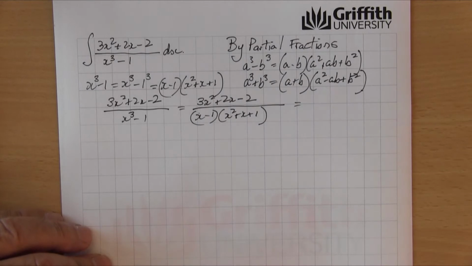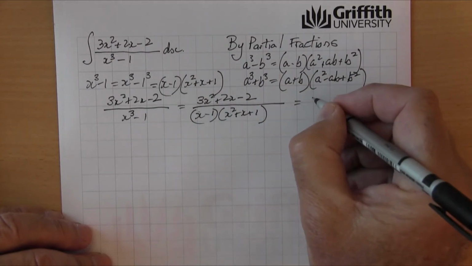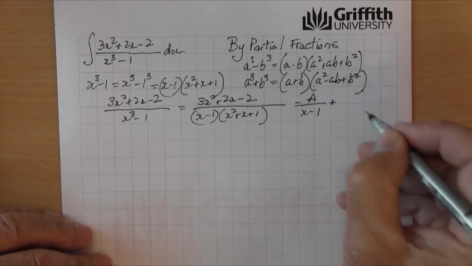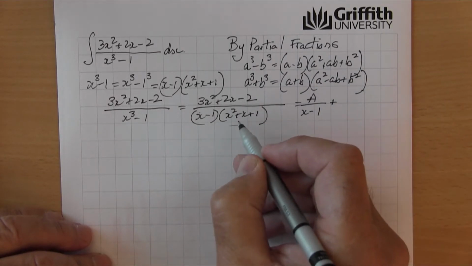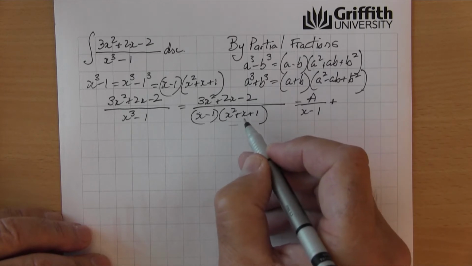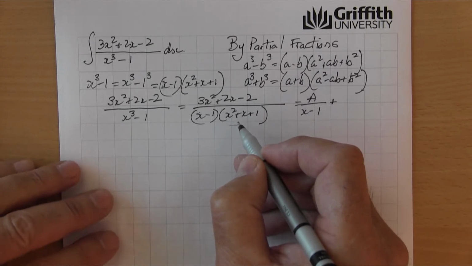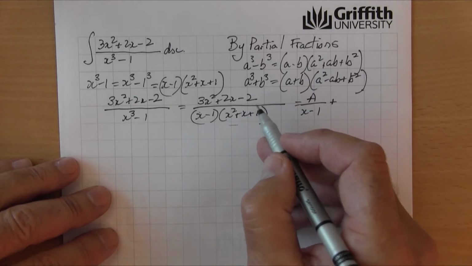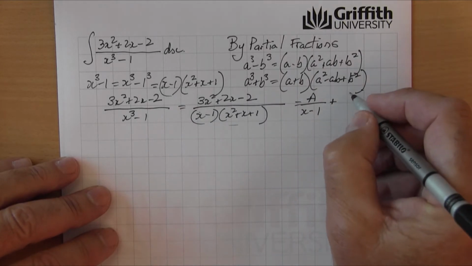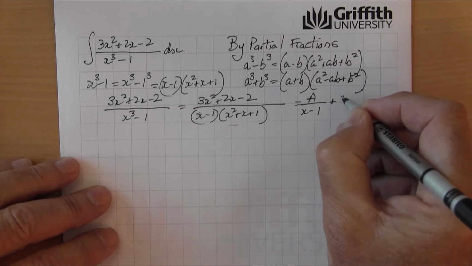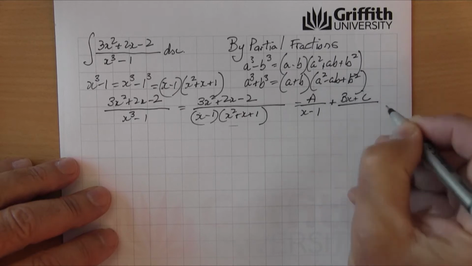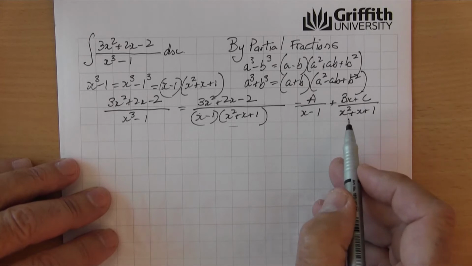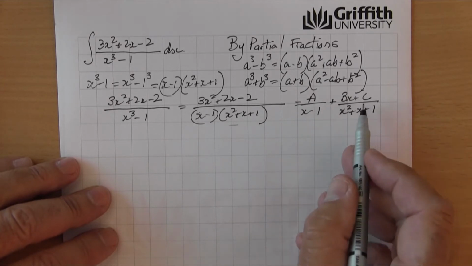And so we can split into A over x minus 1 plus, this is non-reducible anymore, it won't factorise. No matter what method we use, we can't factorise that. So it's what we call a non-factorisable or non-reducible quadratic. So with those we put bx plus c on the numerator, and we get x squared plus x plus 1. So we'll still split it into two fractions.